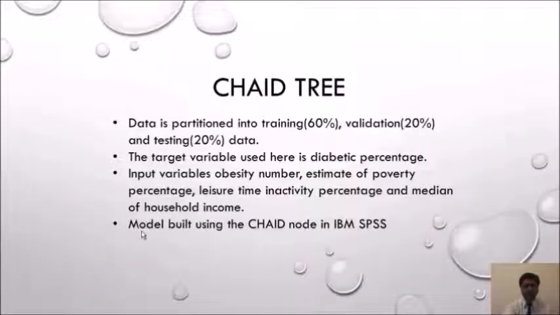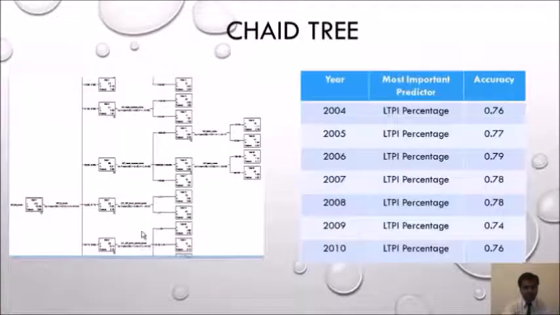Coming on to CHAID tree now, CHAID is a type of decision tree which works on a special algorithm known as Chi-square Automatic Interaction Detector tree. Again, we've split data here into training, testing, and validation. The input and output variables remain the same, and we've done this in IBM SPSS again. Here's how the decision tree actually looks. This is known as the root node, and these are known as the leaf nodes.